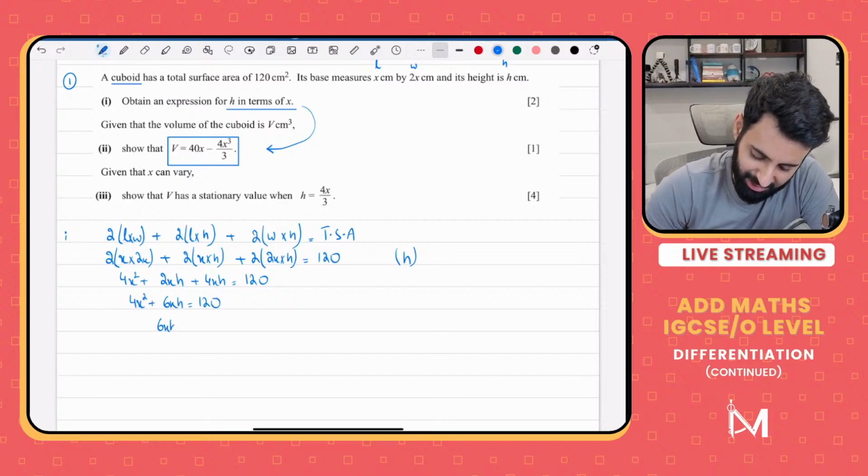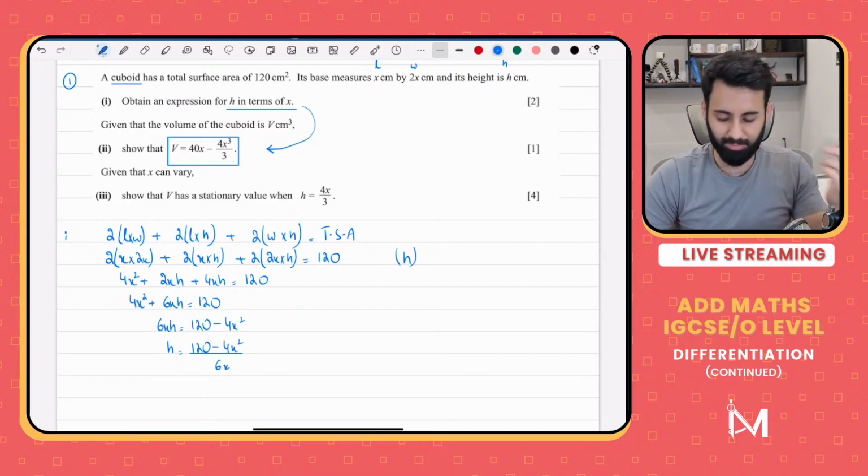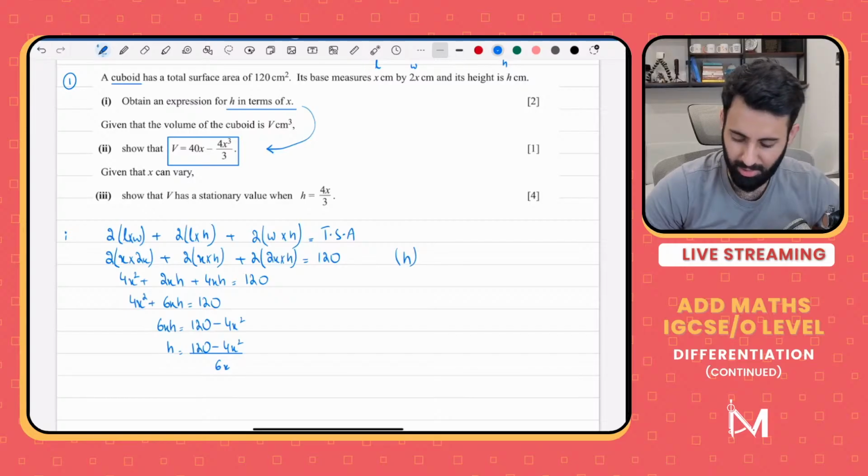Plus 6xh is equal to 120. So 6xh is equal to 120 minus 4x square. h is equal to 120 minus 4x squared divided by 6x. Now we can leave it over here. The question hasn't really mentioned how we should show our answer, so you can leave it over here, and these are 2 easy marks.